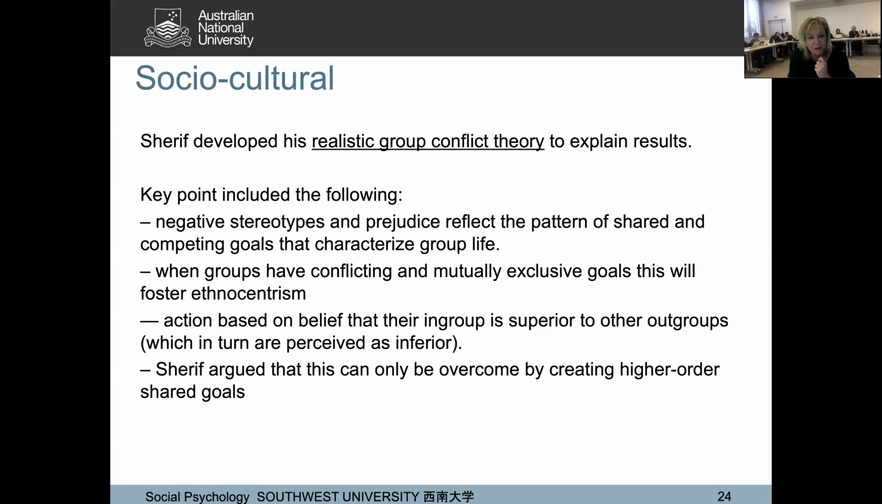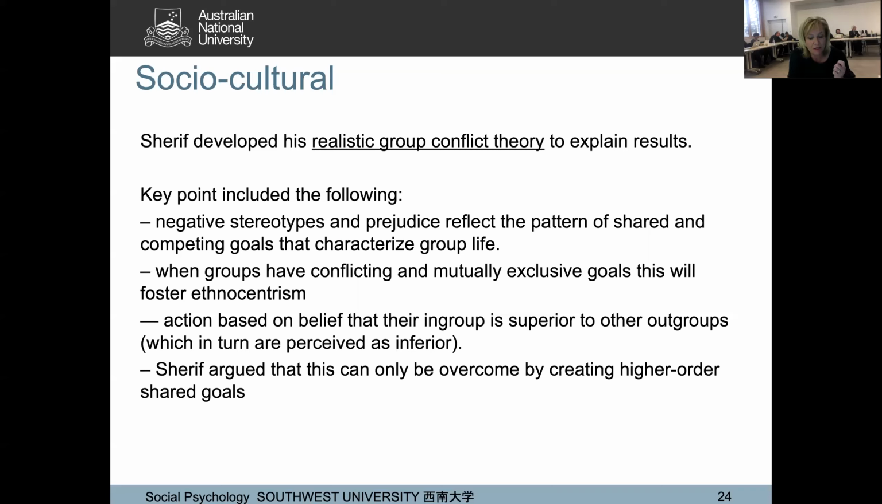So for the first time, it's very clearly demonstrated that negative stereotypes and prejudice reflect the pattern of shared and competing goals. That when groups have these conflicting goals, it fosters ethnocentrism, where they think that their own group is superior and better, and that other groups, the competing groups, are in fact inferior and are perceived negatively. We also see from realistic group conflict theory insights into how to reduce and overcome prejudice and conflict through the creation of higher order shared goals.